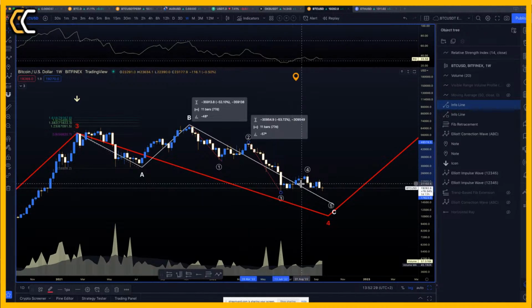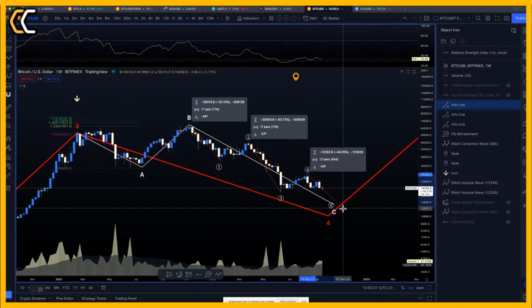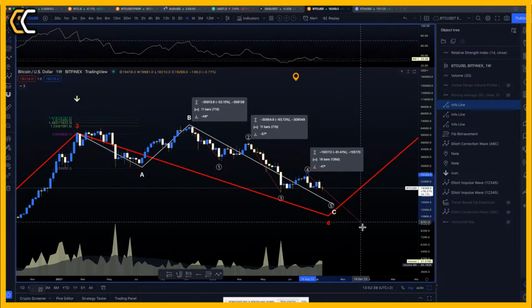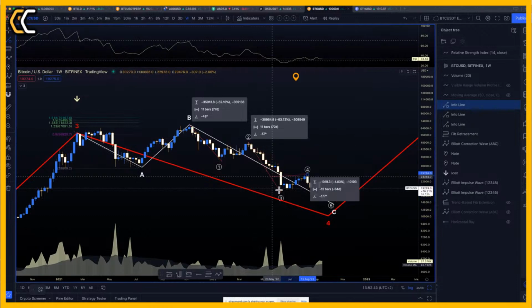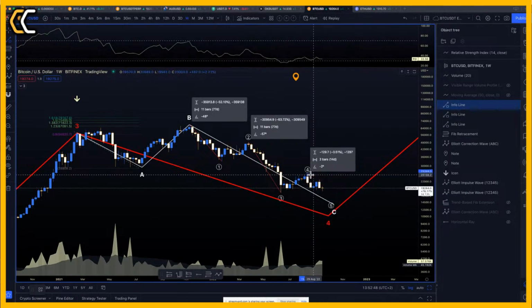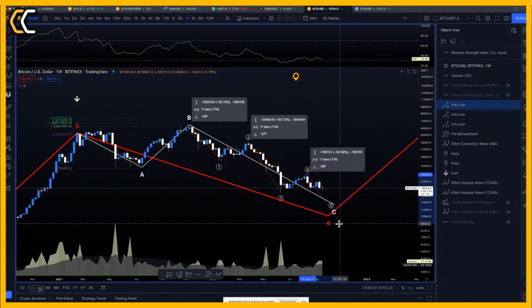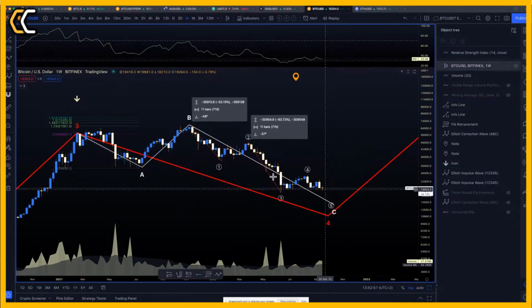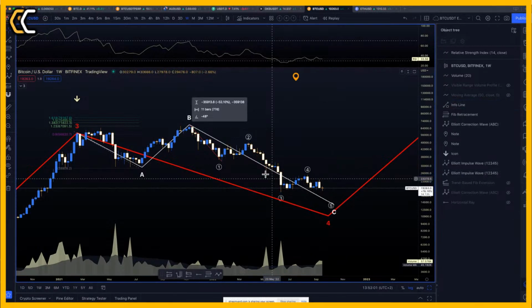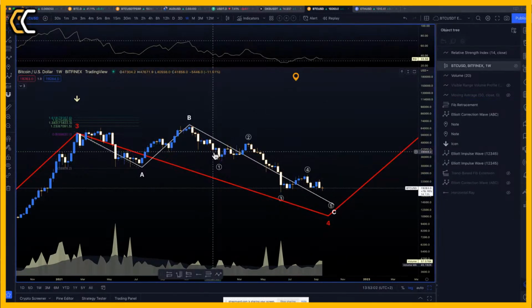Because if 4 is here, you can technically drop more than $30,000 for the third one to become the smallest one. So the fourth wave has to be less than $30,000. I mean, we're going from 25, minus 30,000, then it's going to be negative 5,000, which is impossible. So that also validates the theory of this ending diagonal of 1, 2, 3, 4, 5.